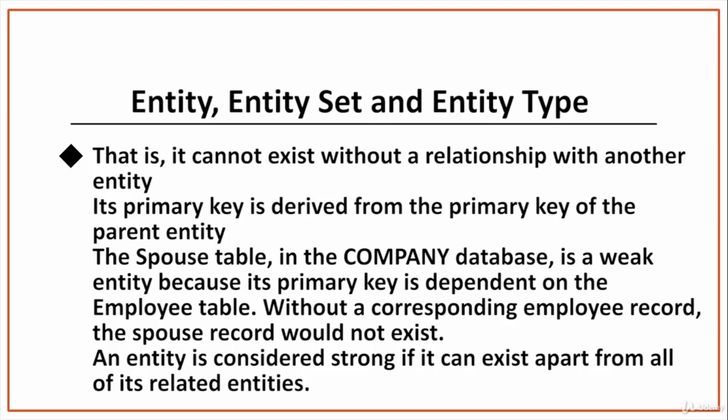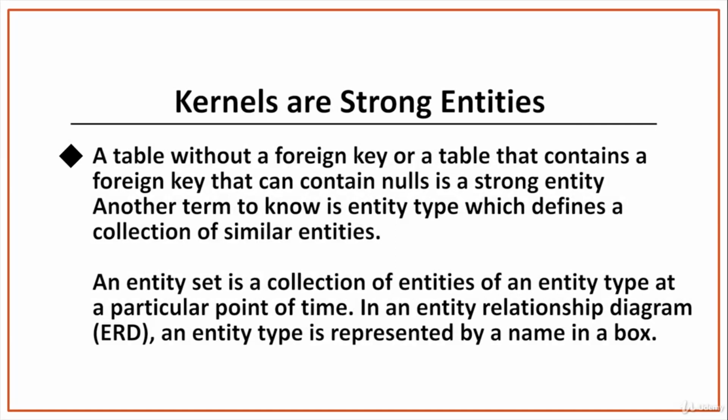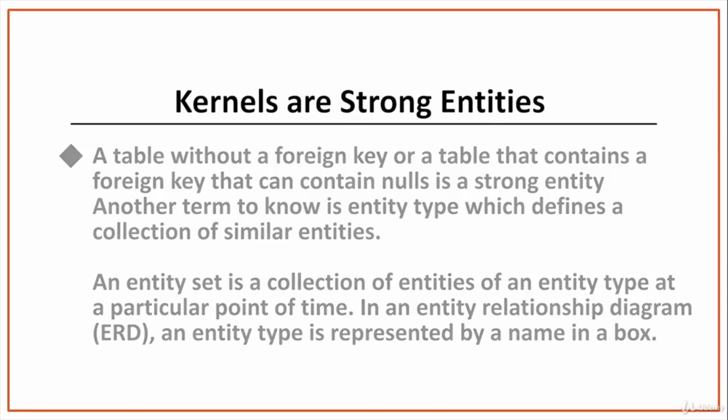An entity is considered strong if it can exist apart from all of its related entities. Kernels are strong entities. A table without a foreign key or a table that contains a foreign key that can contain nulls is a strong entity. Another term to know is entity type, which defines a collection of similar entities. An entity set is a collection of entities of an entity type at a particular point of time. In an entity relationship diagram, or ERD, an entity type is represented by a name in a box.